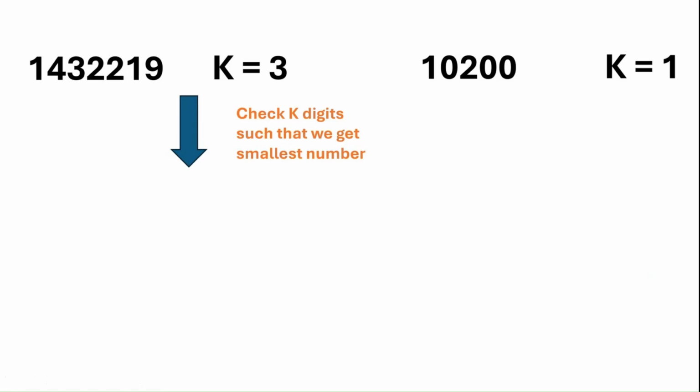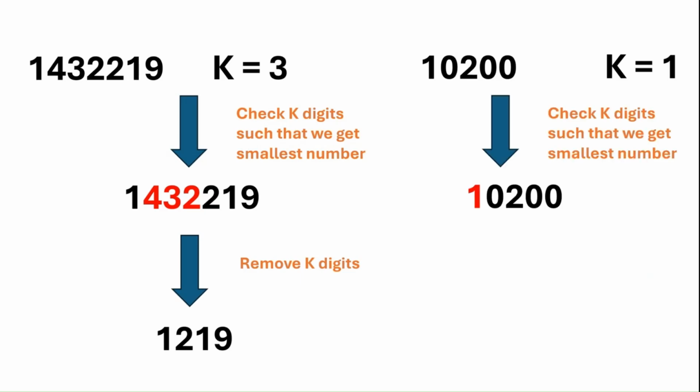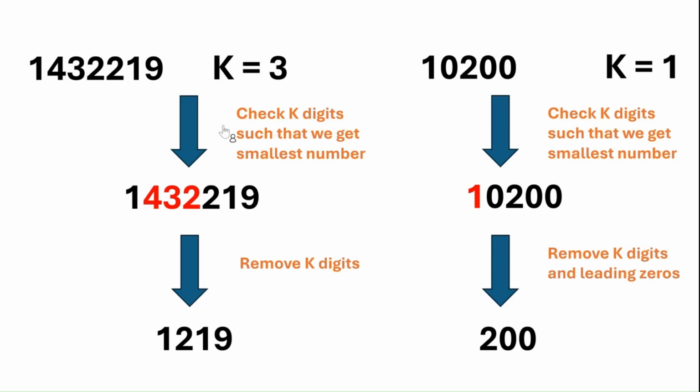For example, if we check the first input string, if we remove these 3 digits, 4, 3, 2, from the input string, then we get the smallest possible number, which is 1219. And in the second example, if we remove the first digit, then we get the smallest possible number, which is 200. And you can see that we need to remove the leading zeros also from the output, because if we remove 1 here, the output will be 0, 2, 0, 0. Then we need to remove this 0 before sending that output.